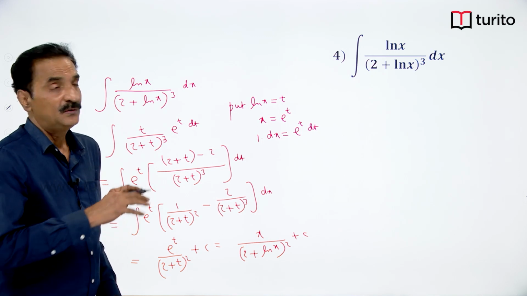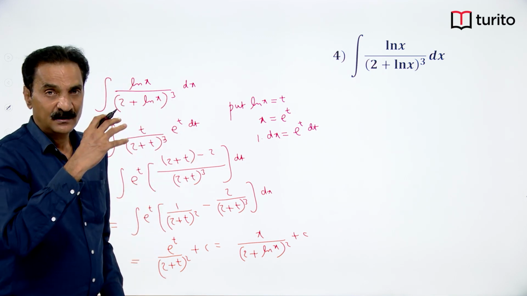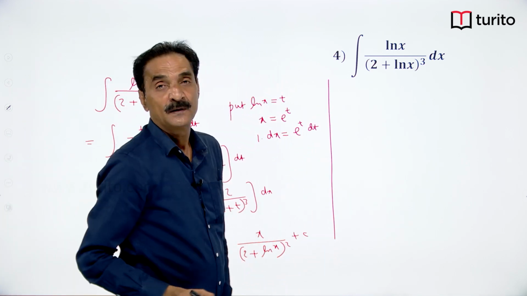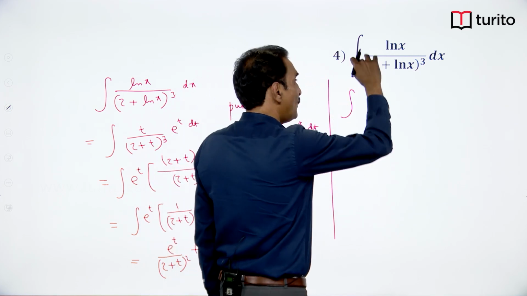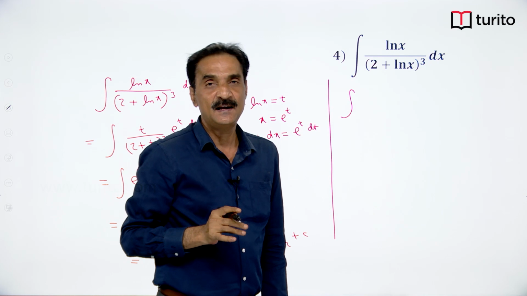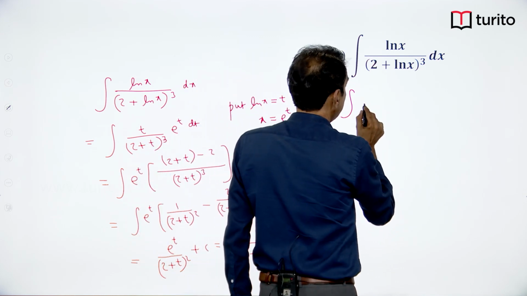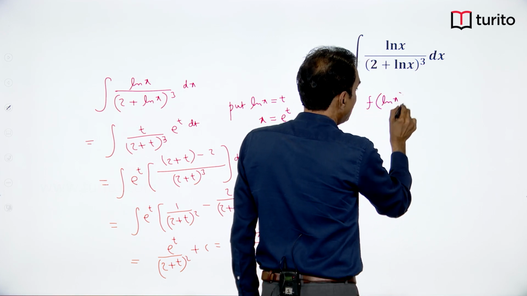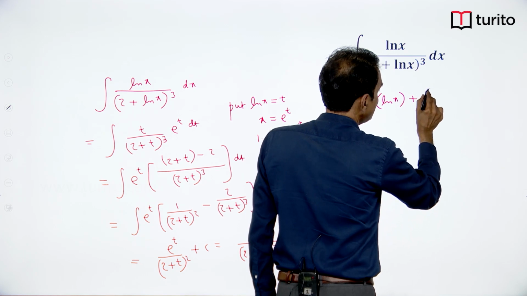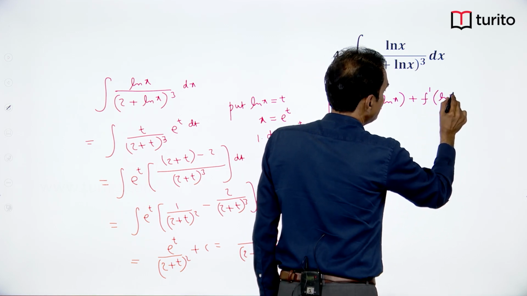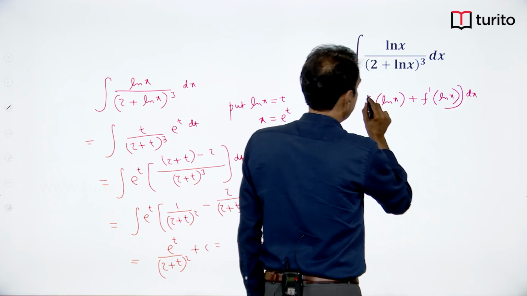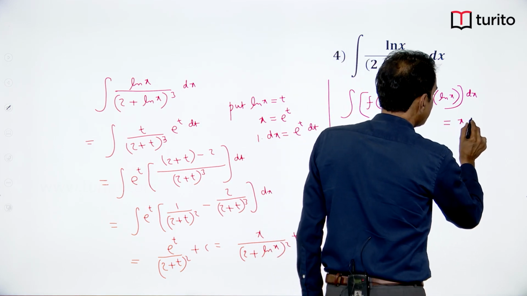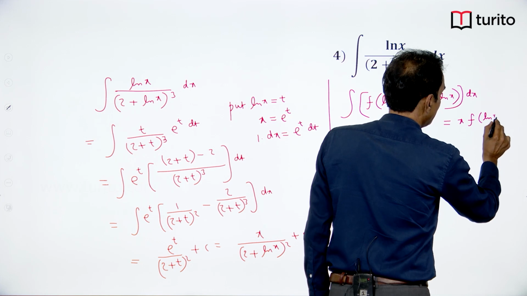Or you can also solve by using one result. Suppose the whole function is in terms of ln x, then we can use the formula: integral of f of ln x plus f dash ln x dx is equal to x f of ln x plus c.